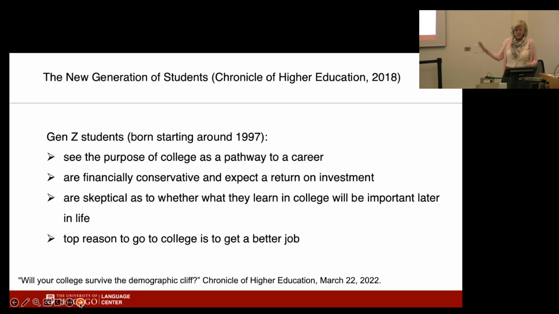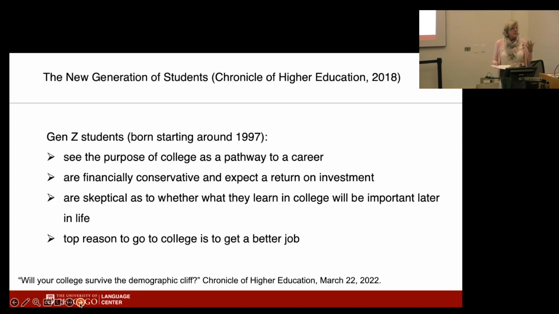And their top reason to go to college is to get a better job. So in this context, which is already with us and probably going to get even more severe, I do think as a language teacher, we have something to offer these students. I firmly believe we are teaching them something that meets all of these criteria. We are teaching them something that will bring them, and I hate to use the expression, the so-called return on investment. We are teaching them something that's going to enhance their career opportunities, that's going to be useful to them later in life. That's a real world skill. I do firmly believe we're doing that.